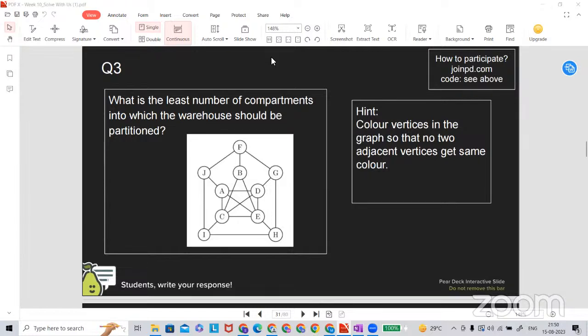So here we have to find the minimum coloring only, right? Yes. How many colors are required, or what is the minimum number of colors required to color the graph, with the rule to color the graph.